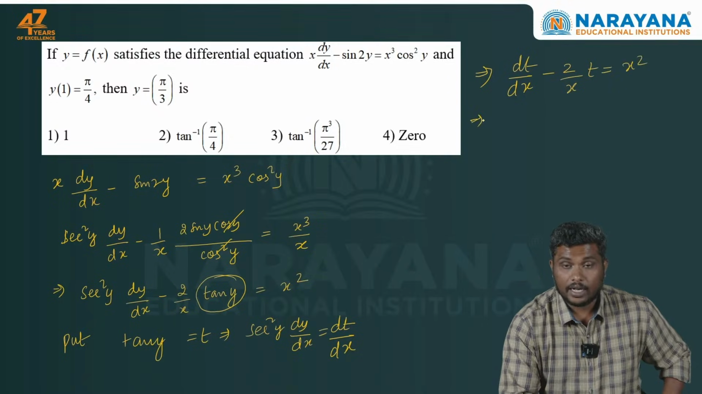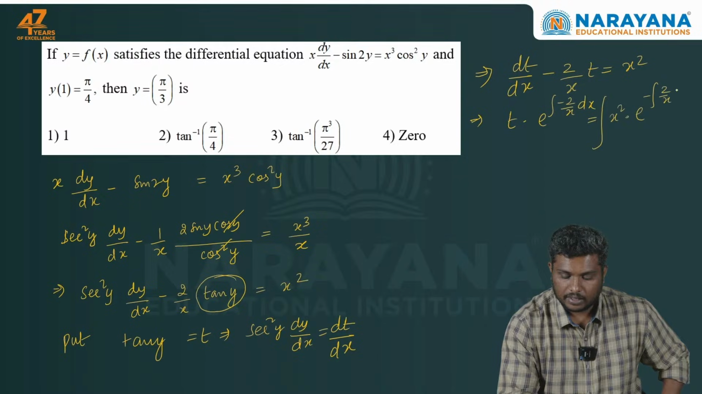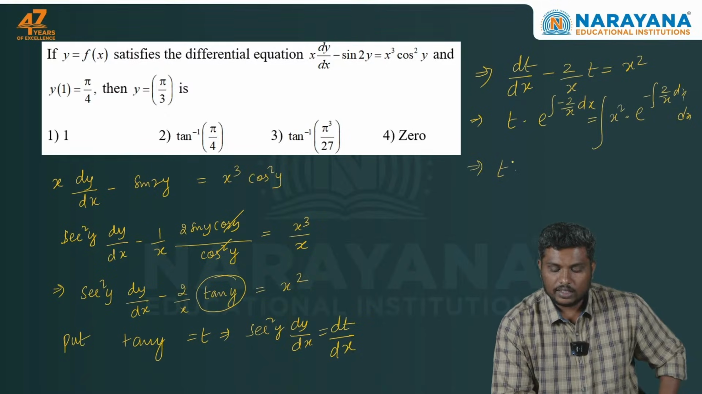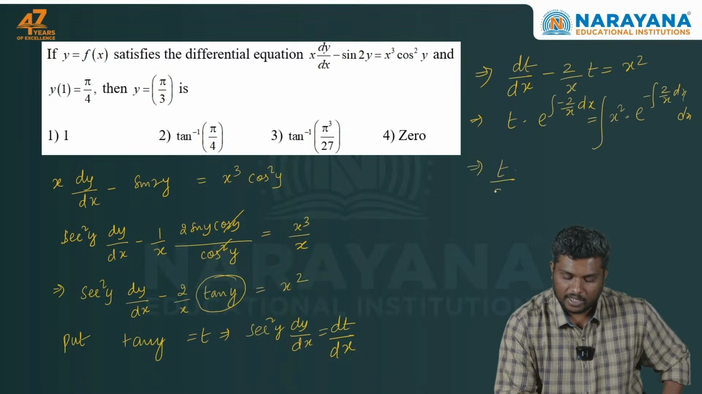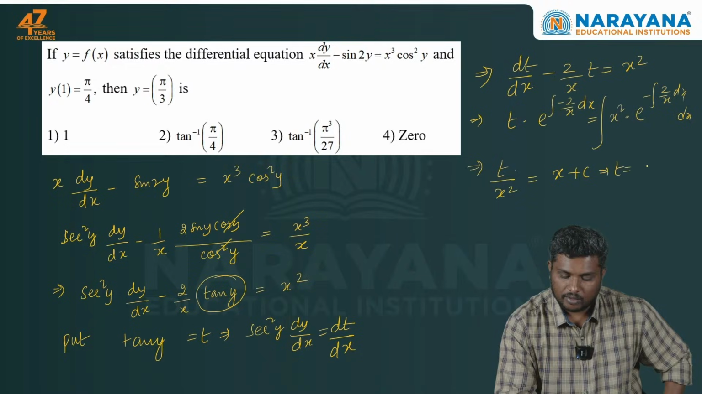Now I can directly write the solution of the linear differential equation, which is t into e power integral of minus 2 by x dx is equal to integral x square into e to the power integral of minus 2 by x dx, whole dx. And so guys, this is going to be e power minus 2 ln x, and that is going to be 1 by x square. So t by x square is equal to integral of x square into 1 by x square dx, and x square gets cancelled out. I have integration of 1, which is x plus c. This implies t is equal to x cube plus c x square.